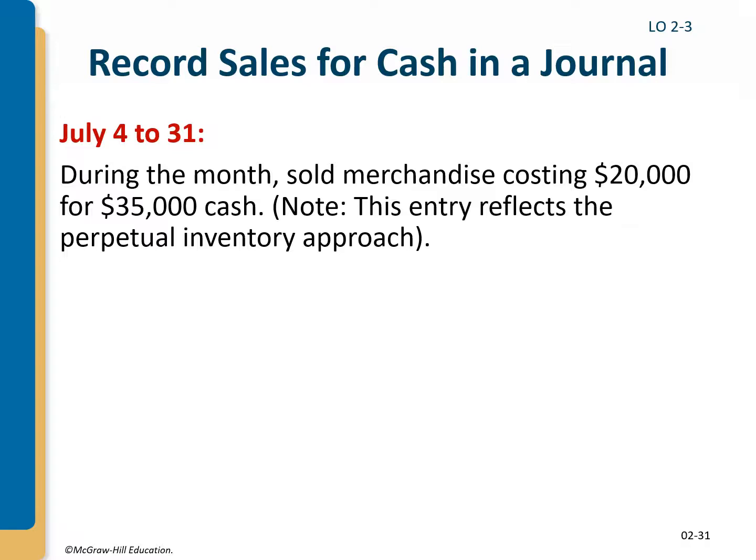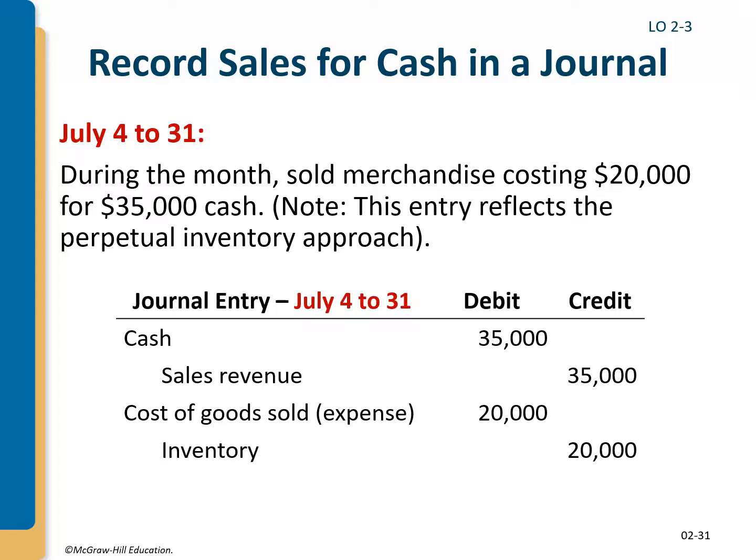So the cash increases. Why did they get cash? Because they sold inventory. So sales revenue increases by $35,000. So debit cash to increase the cash asset, $35,000. We're going to increase sales revenue, which always increases on the credit side.